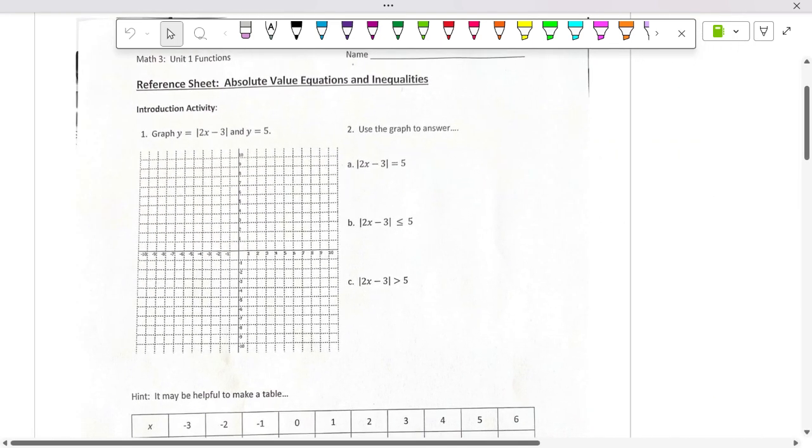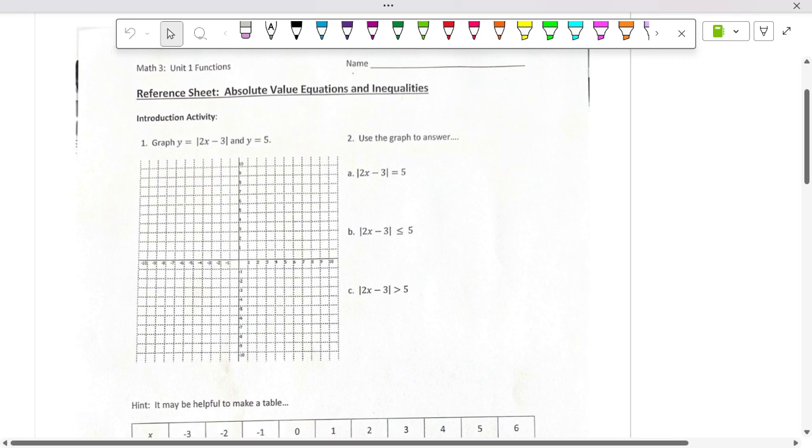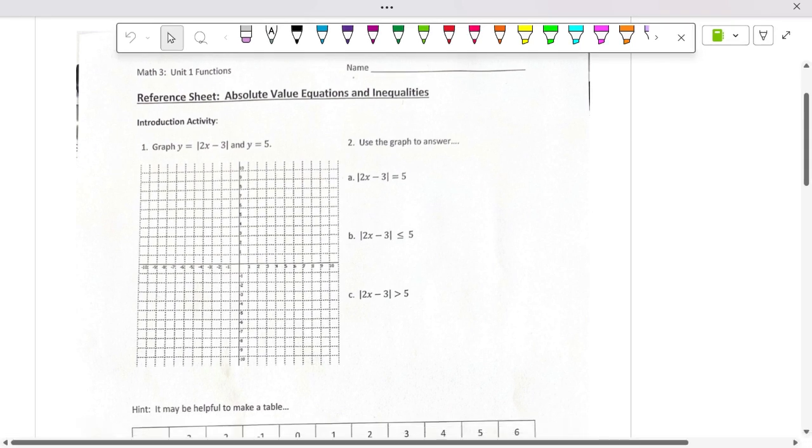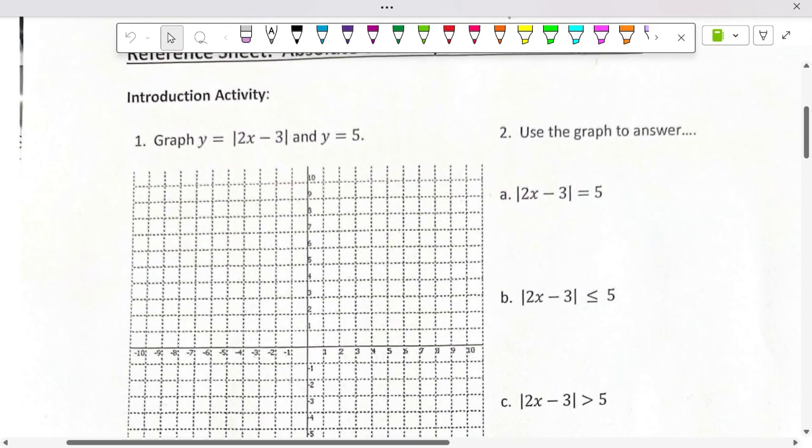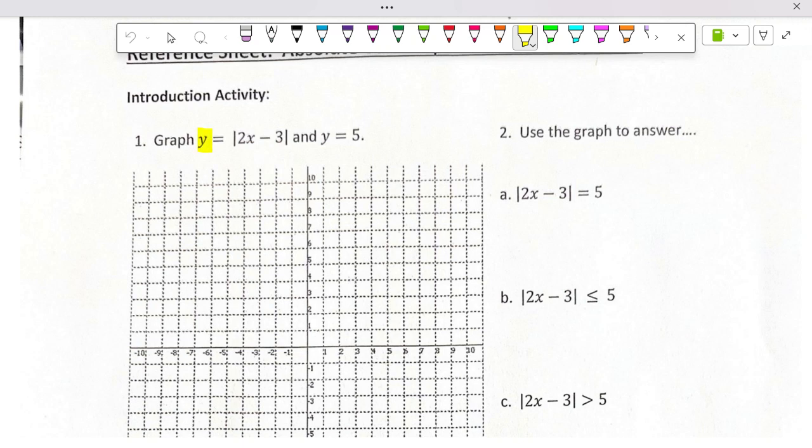Now, first thing that we're going to do is, given this graph, so there's going to be 2 graphs here. We're going to have y equals the absolute value of 2x minus 3 and y equals 5. And we're going to graph those two.